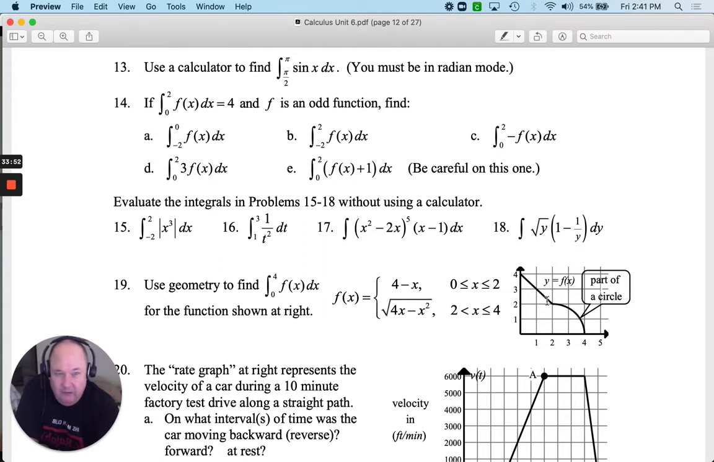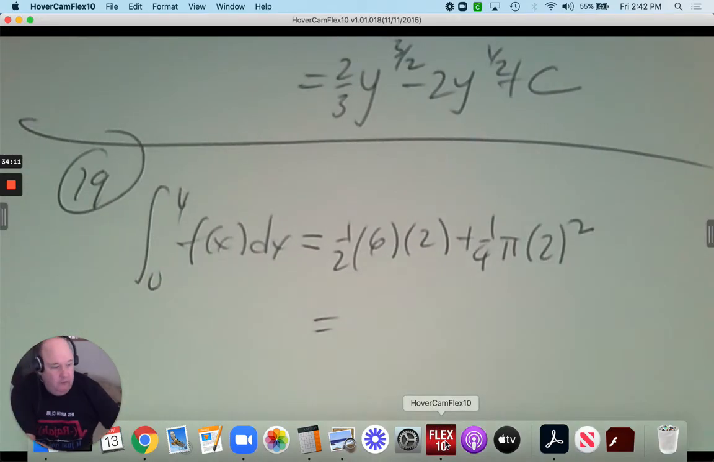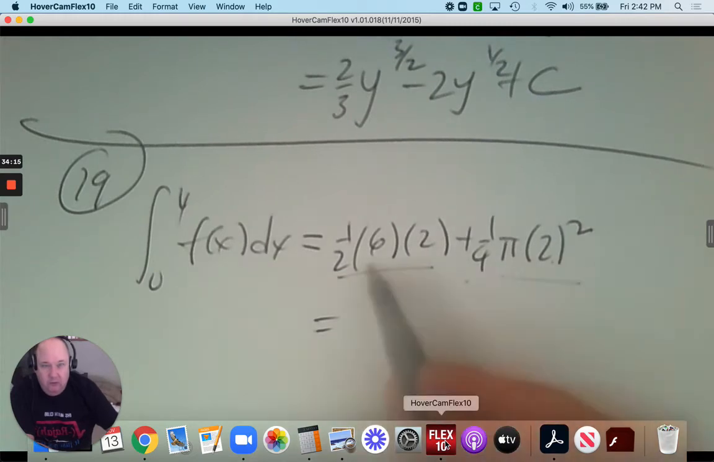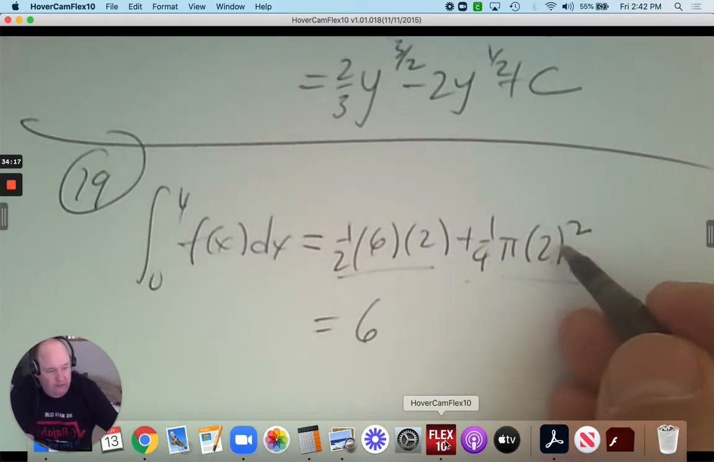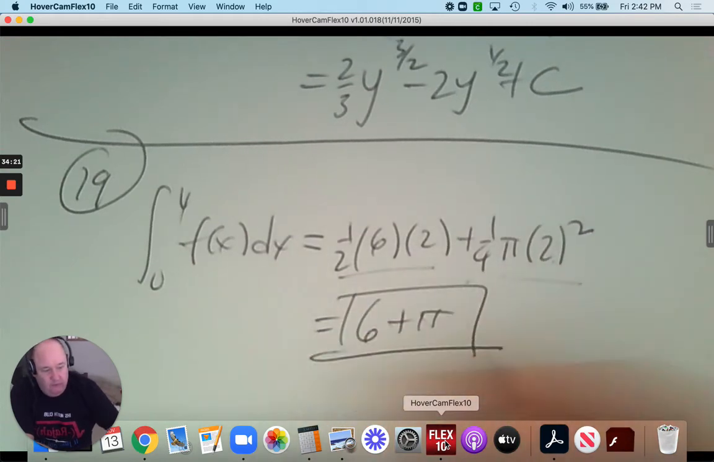And then this is a quarter of a circle. So that's 1/4 pi. The radius is 2. So it's 1/4 pi 2 squared. So there's the trapezoid, and a quarter of a circle with a radius of 2. Half of 12 is 6. 4 divided by 4 leaves me with pi, and you have your answer.